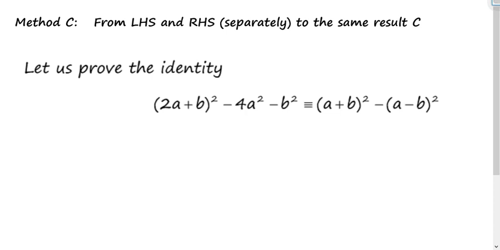And this one is our last method. This is where we're working both the left-hand side and the right-hand side to get something that's equivalent. So we're going to get something completely different that neither of them had. So what you end up doing is you work each of them separately.